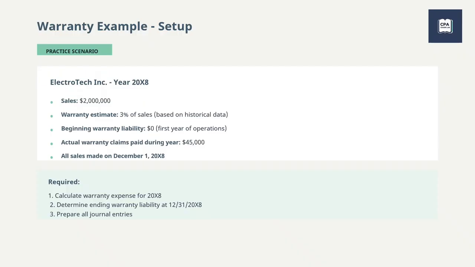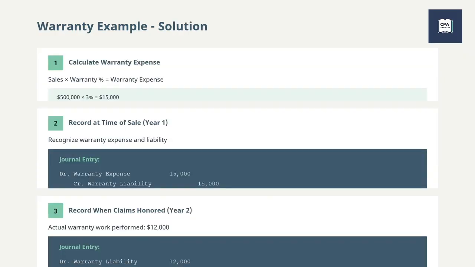Okay, so let's go over an example. We have a company called Electrotech, year 8. They had 2 million in sales. They have a warranty estimate. Based on historical data, 3% of our sales is going to use the warranty. This is the first year of operation, so they do not have any liability. During the year, they paid $45,000 of warranty claims. All sales are made this year, so only focus on this year. They are asking us for the warranty expense, the liability, and to prepare 2 journal entries. Let's get started.